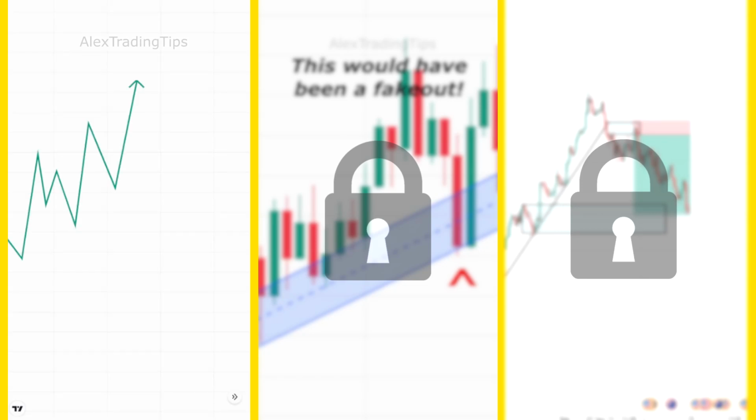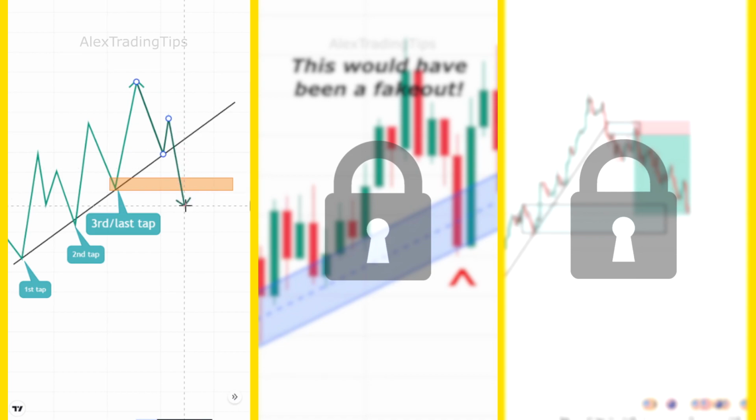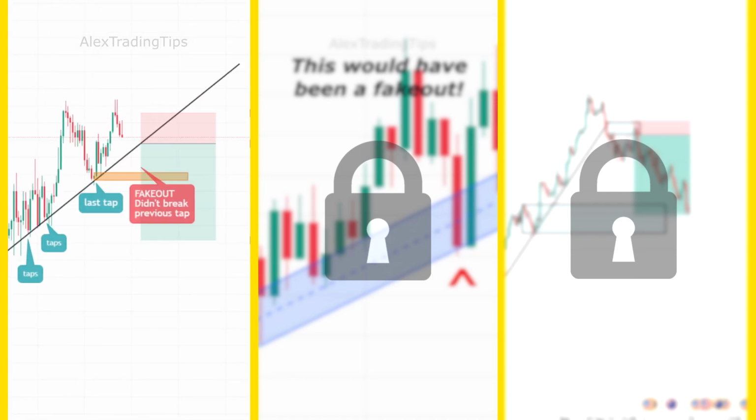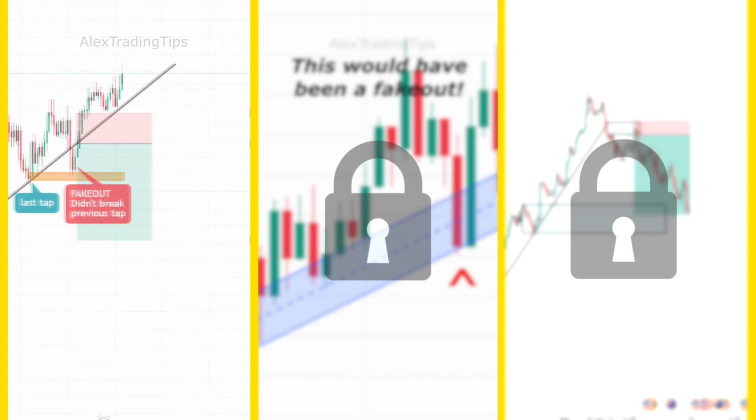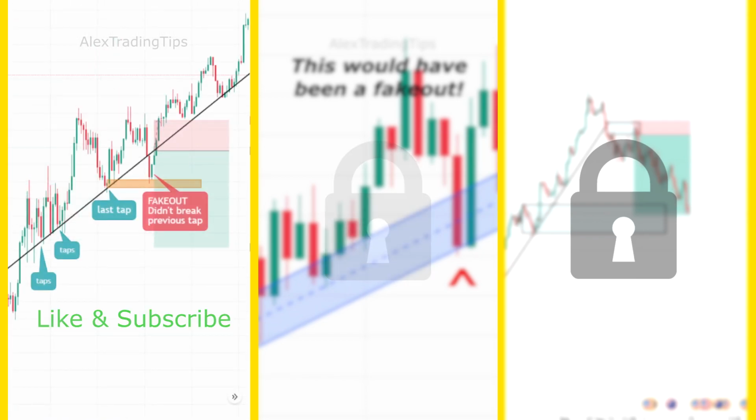Trendline fakeout. A trendline is not broken until price breaks the previous tap as well, after which price might retrace to retest the tap or the trendline. Price may break a trendline and trap breakout traders only to return and continue the trend.